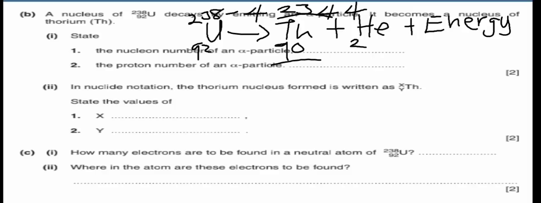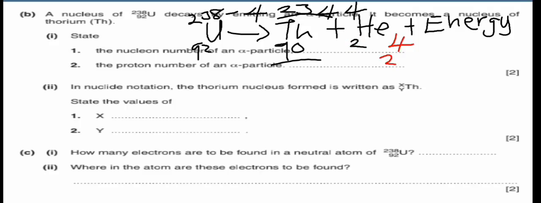So let's see now the first question, which is Roman number 1. It is saying, state the nucleon number of an alpha particle. So an alpha particle has the nucleon number of what? Of 4. So here we have 4. Then as for 2, it is saying the proton number of an alpha particle. So an alpha particle has the proton number of what? Of 2. So we can say here we have 2.